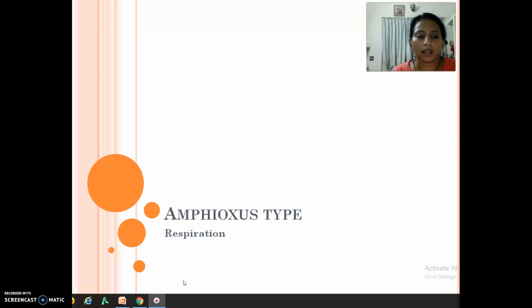Welcome students. We'll continue with the type amphioxus. In this session we will deal with the respiration and blood vascular system of amphioxus.